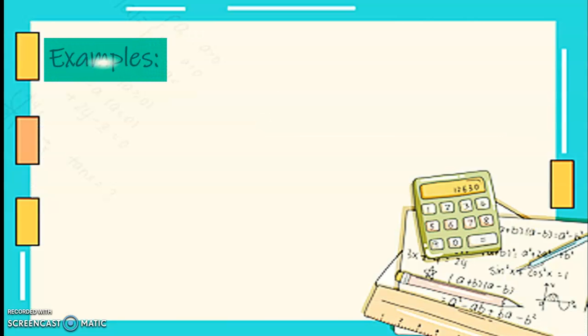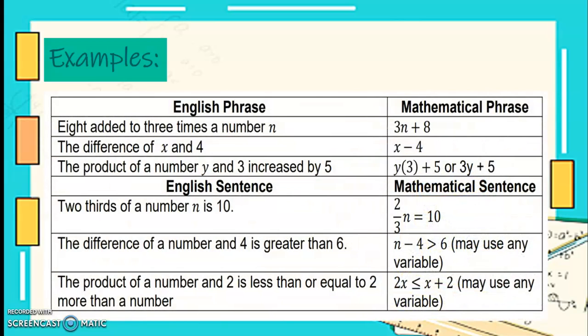Okay, so let's have examples. Let me give you this table. We have English phrase, English sentence, mathematical phrase, and mathematical sentence. So what is the difference between an English phrase and an English sentence? An English phrase has no symbol or word that shows equality or inequality. While an English sentence has a word showing equality, such as is, or inequalities. Take note that this is reversed in symbol.